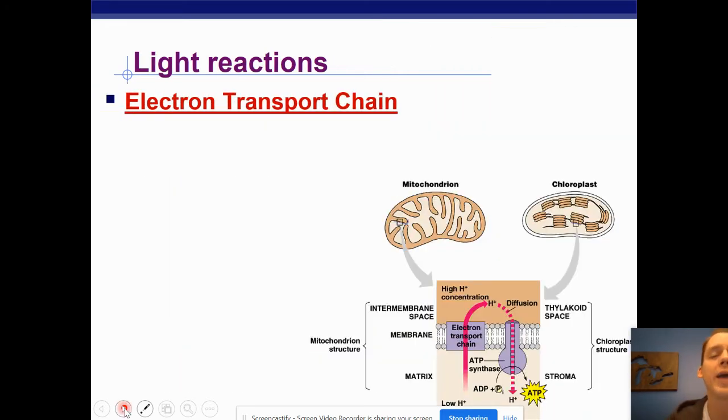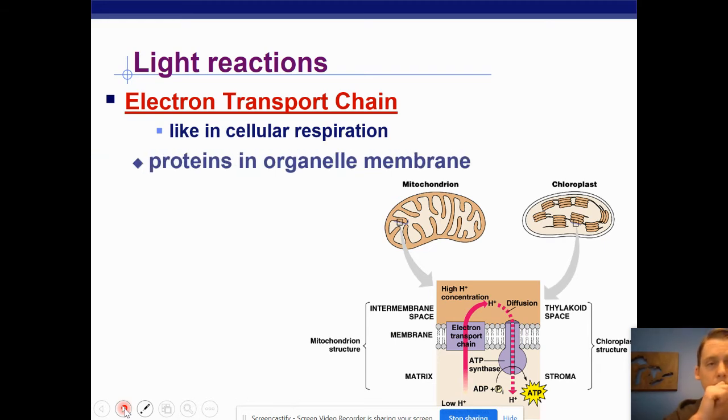So the light reactions are going to require an electron transport chain, and it's very similar to what's in cell respiration. There are proteins in the membrane of the thylakoids. There are electron acceptors involved.